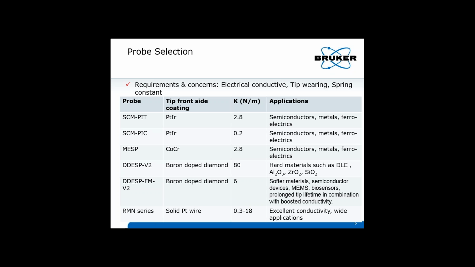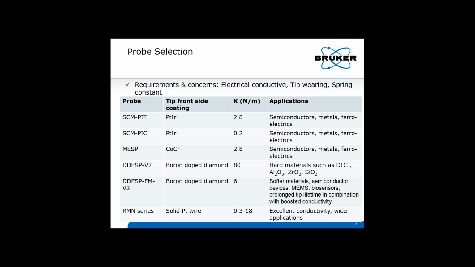Probe selection. The requirements of the probe for current conductivity measurement is that the tip front side coating must be electrically conductive. It's better to have resistance to tip wearing, and the spring constant must be suitable for your application or the sample hardness. Here, I list several commonly used probes for your selection.